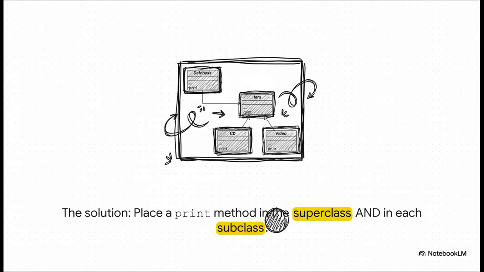So check this out. The solution is to put a print method in the parent class and in each of the child classes. We keep the one in the Item class. That makes the compiler happy because the static type has the method it's looking for. But then we also add a specialized print method to both CD and Video. This is the absolute key.